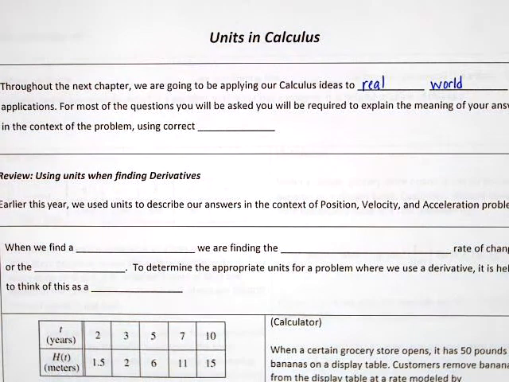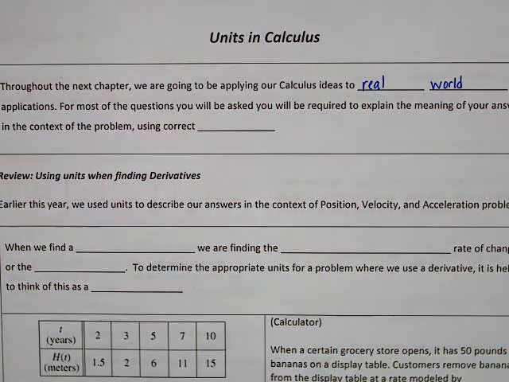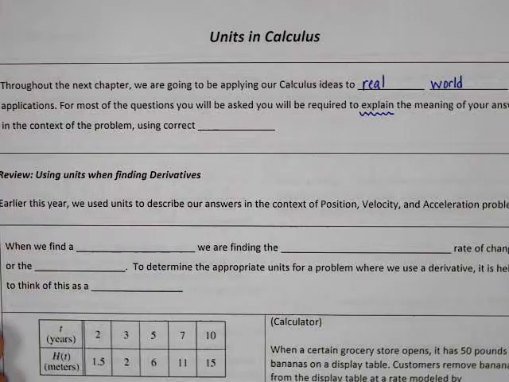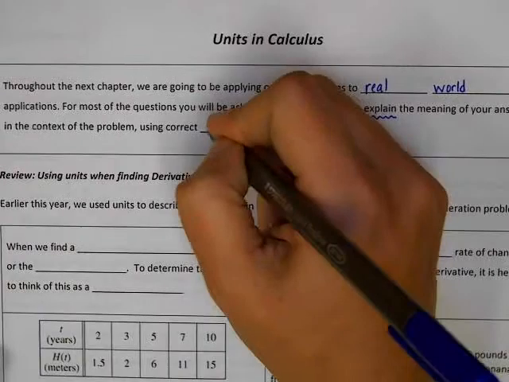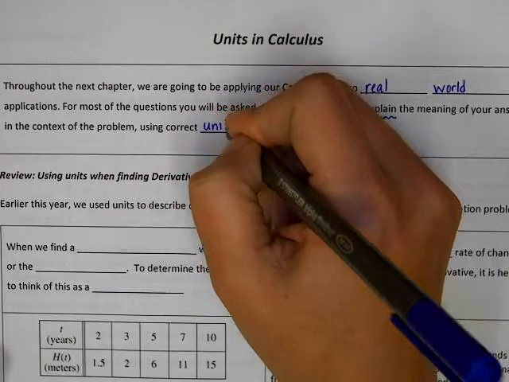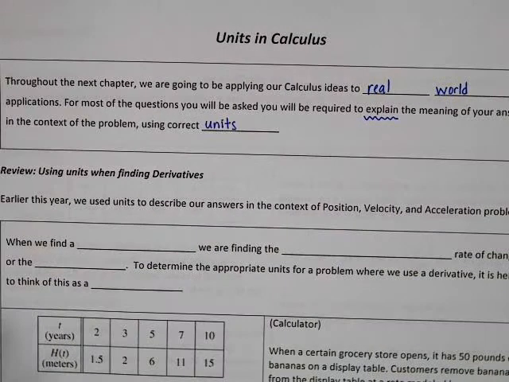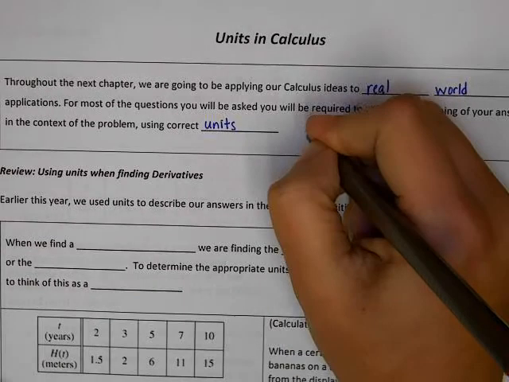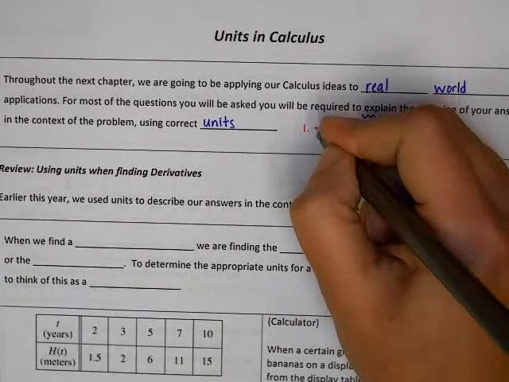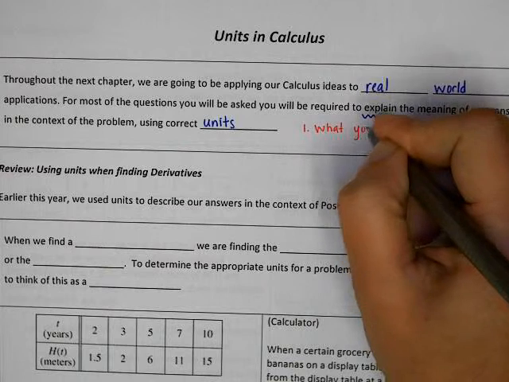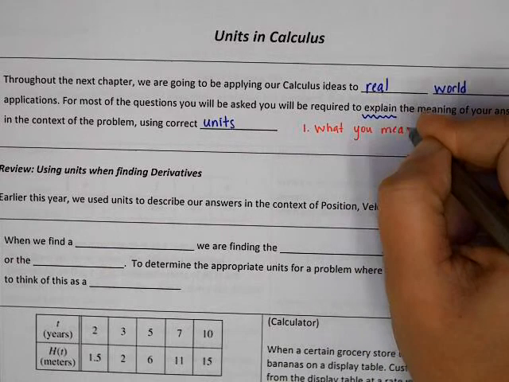For most of the questions you will be asked, you are going to be required to explain the meaning of your answer in the context of a problem using correct units. Now, when a question asks you to explain the meaning of your answer in the context of a problem, there are three components to that explanation. The first part of the explanation needs to be stating what you calculated or measured.